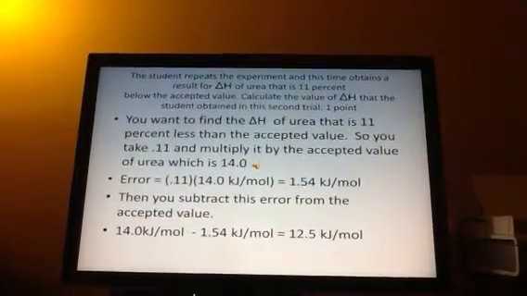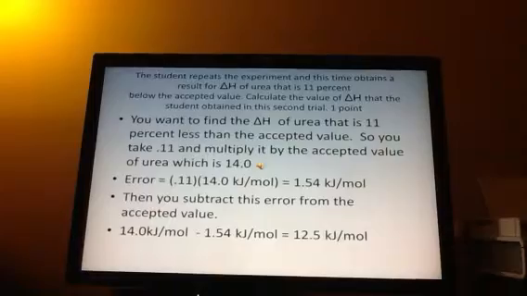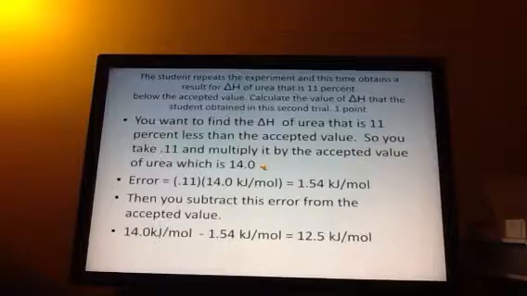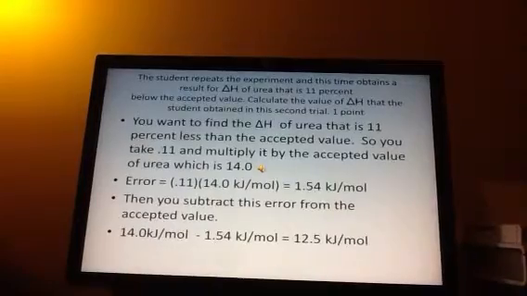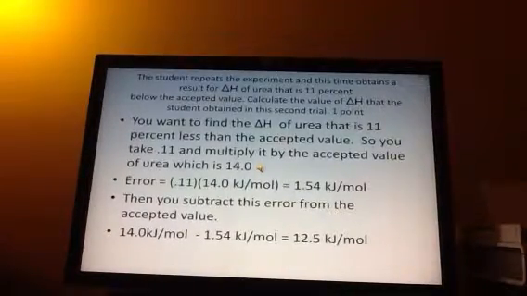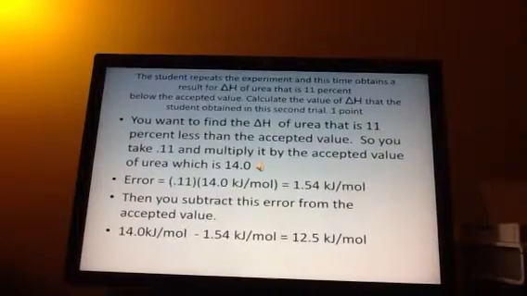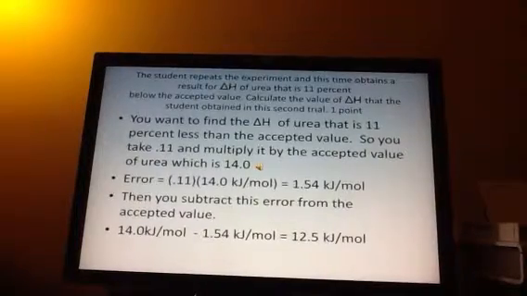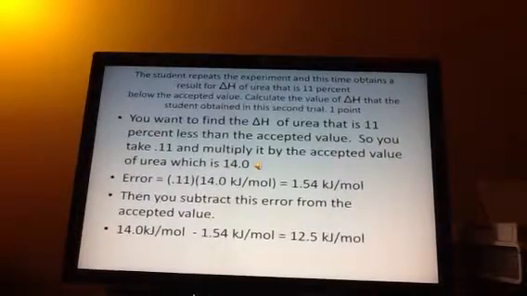The next question says, the student repeats the experiment and this time obtains a result for delta H of urea that is 11% below the accepted value. Calculate the value of delta H that the student obtained in the second trial, and this question is worth 1 point. So you want to find the delta H that is 11% less than the accepted value, so you take 0.11, which is 11%, and multiply it by the accepted value, which is 14, and that gives you the value of the error, which is 1.54 kilojoules per mole. And then to find the value of delta H in the second trial, you do the accepted value minus the error, which is 14.0 minus 1.54, which gives you 12.5 kilojoules per mole.